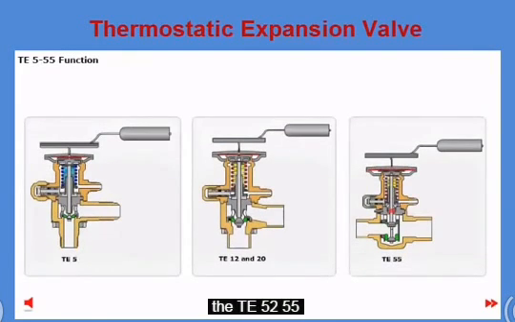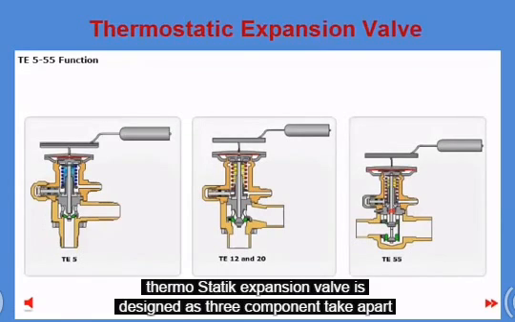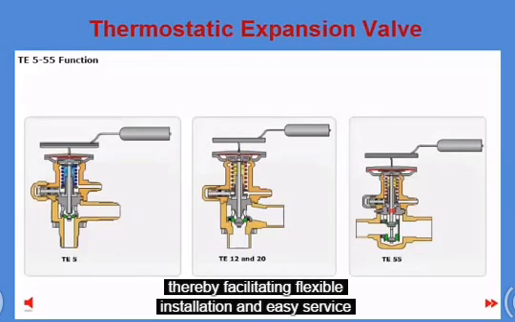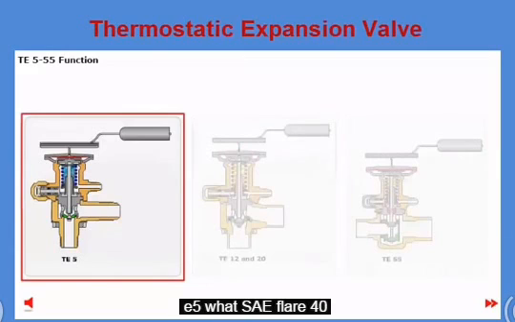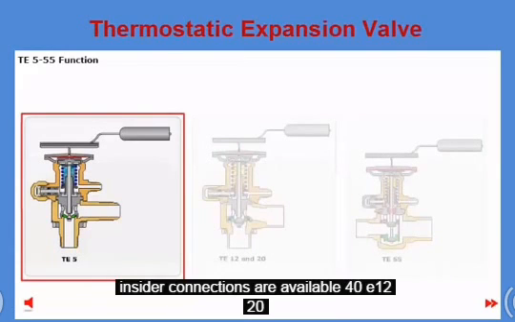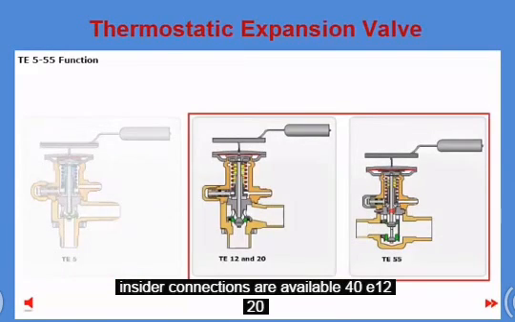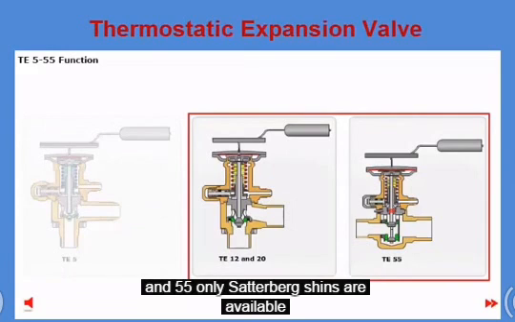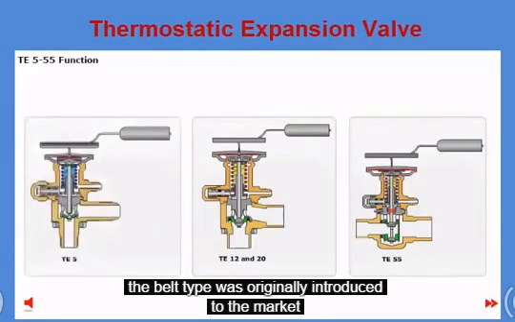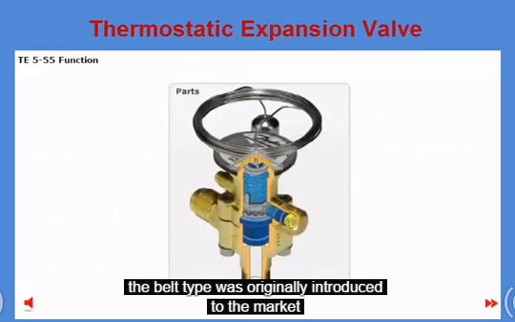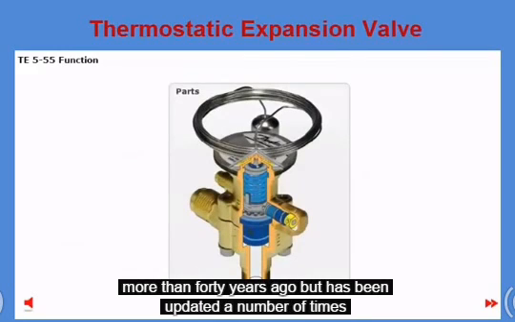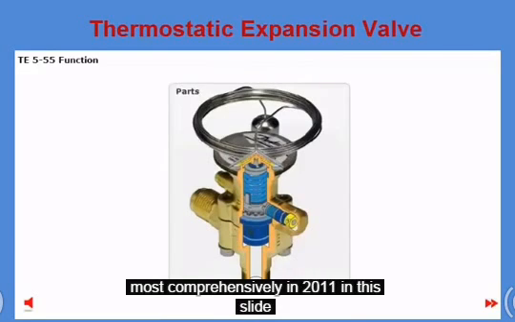The TE5-55 thermostatic expansion valve is designed as 3-component take-apart valves, thereby facilitating flexible installation and easy service. For TE5, both SAE flare and solder connections are available. For TE12, 20, and 55, only solder versions are available. The valve type was originally introduced to the market more than 40 years ago, but has been updated a number of times, most comprehensively in 2011.